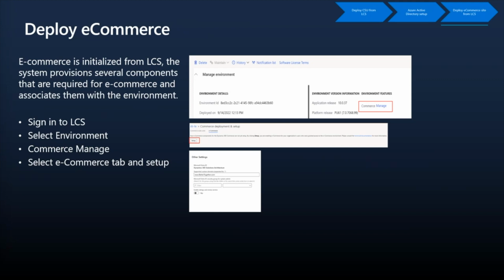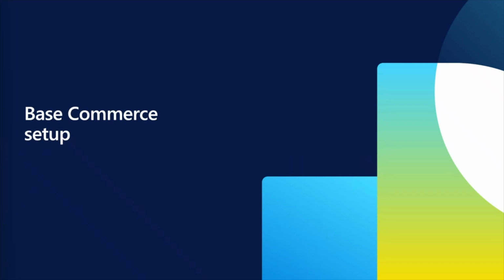So for now, we have deployed the CSU, we have done the Azure Active Directory, and we have done the e-commerce deployment. After it finishes initialization, the e-commerce site will be available in your LCS. Now let's look at some of the basic commerce setup that needs to be done at the commerce headquarters.